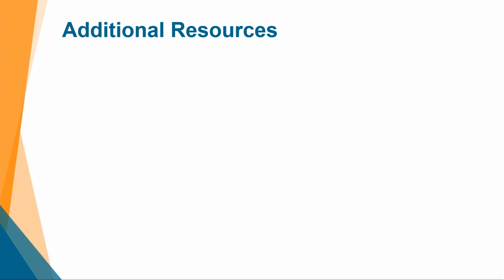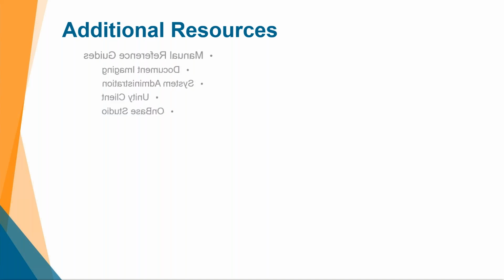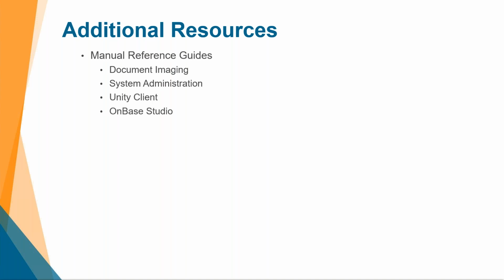Some additional resources you can consider. First are the following manual reference guides, or MRGs. Each of these documents can assist with information about Capture Process Design and related modules. If you do not have one or more of these MRGs, you can find them on the Highland community site, or you can put in a request to the Naviant support line and we'll be happy to send them to you.